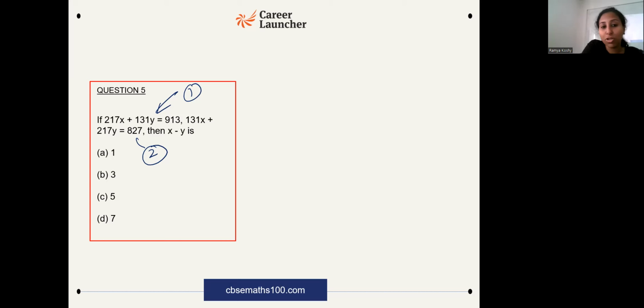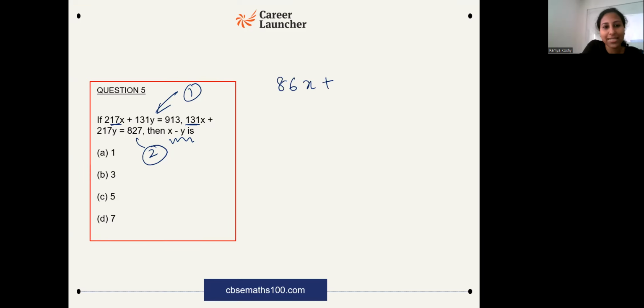So remember the point which was discussed yesterday. To find the value of x minus y, subtract. To find the value of x plus y, add. So when you're subtracting, 217 minus 131 you should do. That will become 86.